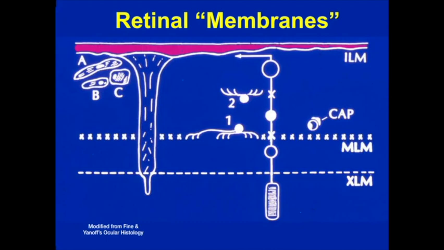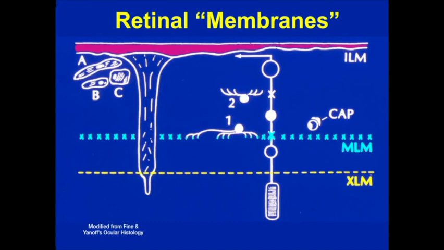The three membranes of the retina are shown in this diagram from Fine and Yanoff's textbook of ocular histology. The internal limiting membrane is highlighted in magenta. It is the basement membrane of the Mueller cells and is a true basement membrane. The middle limiting membrane is a linear band of synapses between the photoreceptor axons and the bipolar cells. It is located in the inner part of the outer plexiform layer.